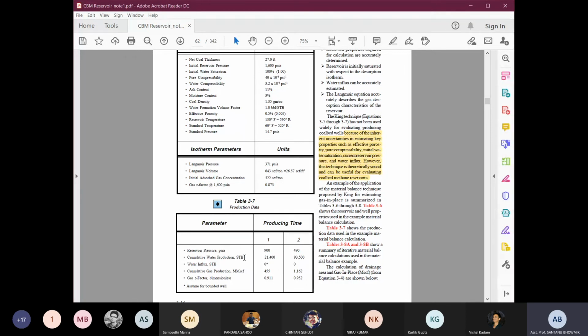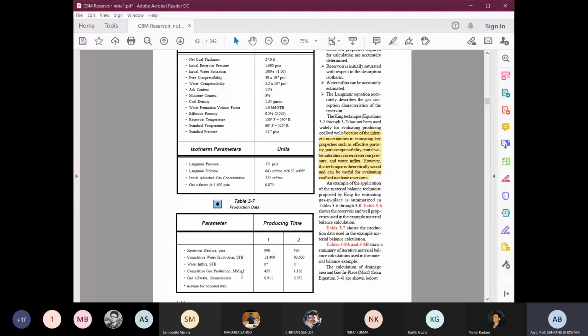Okay, STB means stock tank barrel, not standard cubic feet. It is the barrel. Then water influx: how much water is going to flow in. The water influx rate is how much water is coming in with time.